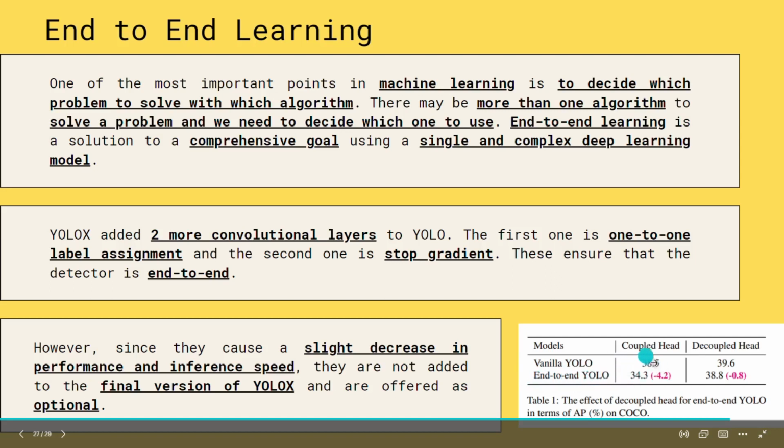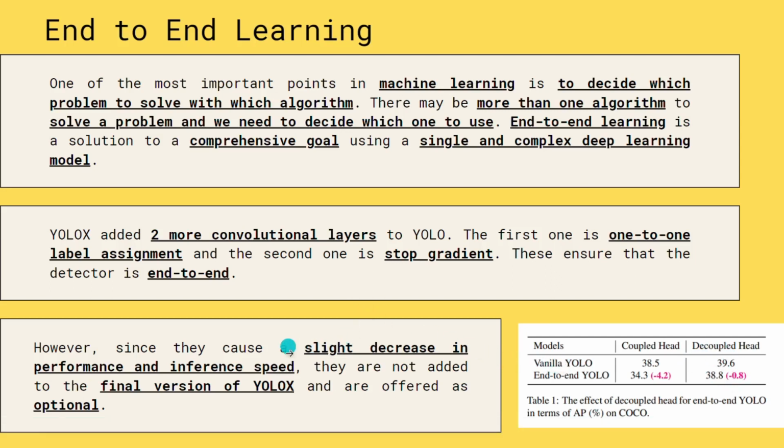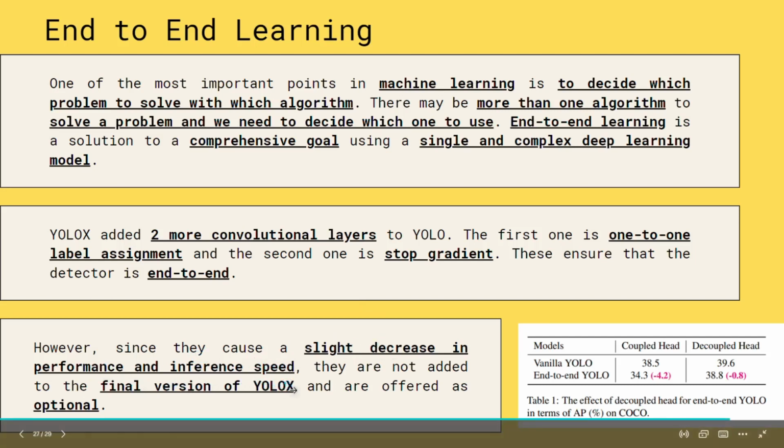there's actually a decrease in performance, in terms of average precision, for the coupled and decoupled head. Here we can see there is a minus 4.2 drop from 38.5, and in the case of the decoupled head, we have a drop of 0.8 from the original vanilla YOLO. So since there is a slight decrease in the performance and inference speed, they're not added to the final version of YOLOX, and they are offered as optional.